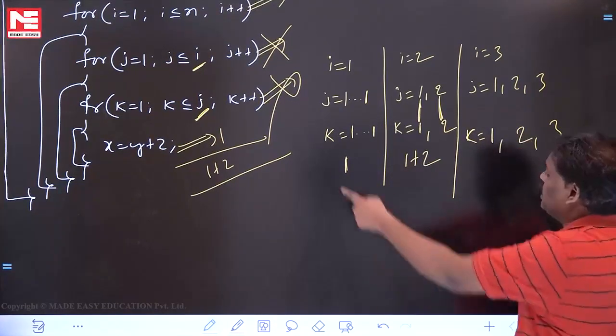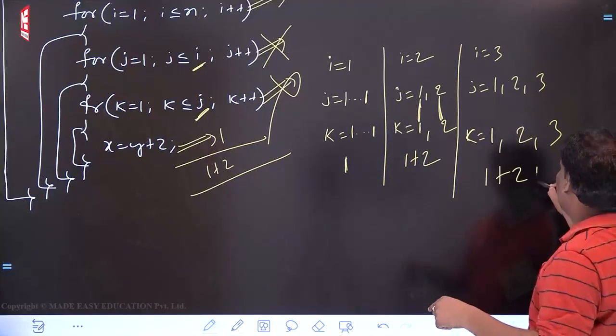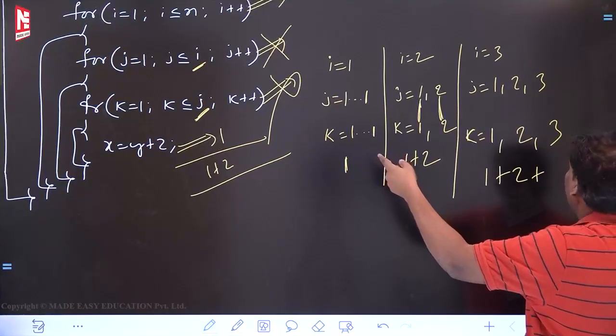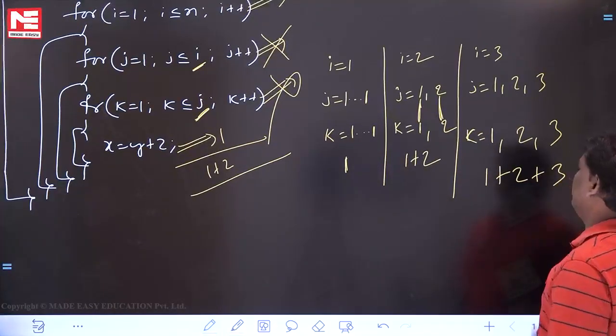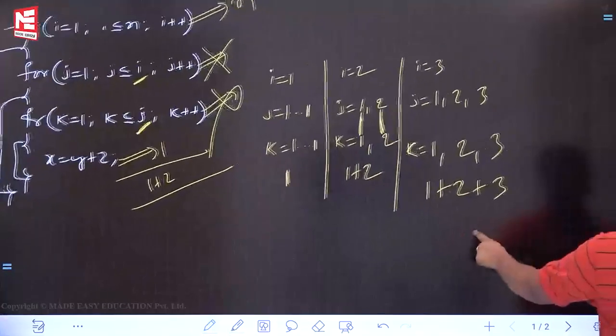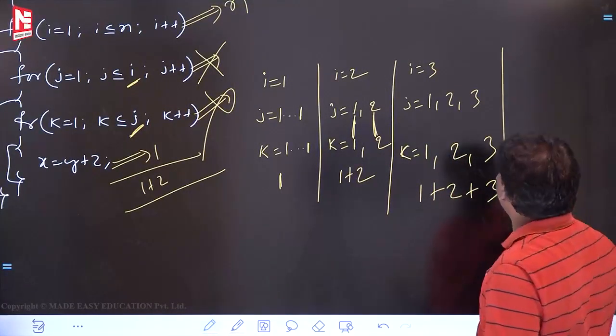So 1 time means that statement will execute 1 time. K value 2 times means this statement will execute 2 times. So J value 3 means K value is 1, 2, 3, and it will execute 3 times. So finally, for I value 3, that statement will execute 1 plus 2 plus 3 times, like that it is going on.